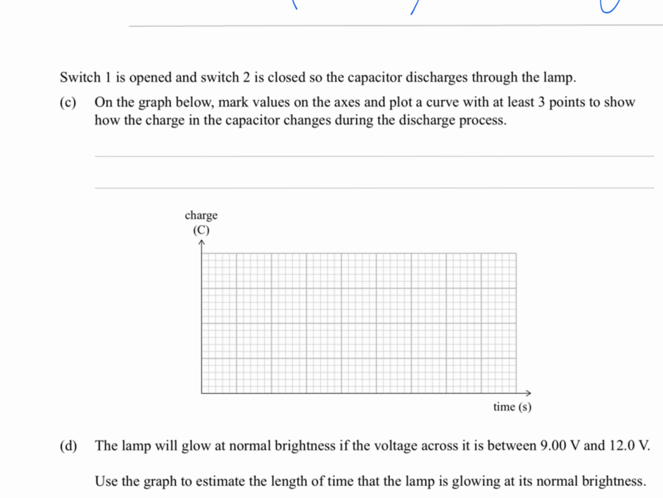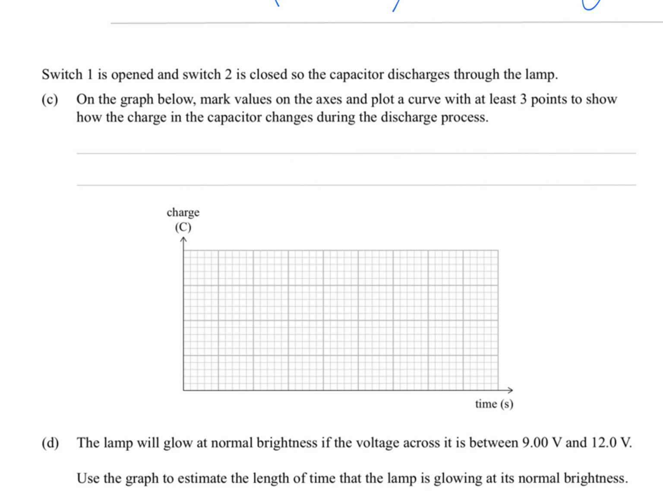C, on the graph below, mark values on the axes and plot a curve with at least 3 points to show how the charge on the capacitor changes during the discharge process. Usually you see graphs of voltage against time. We're not doing that, it's charge against time, but from what we would know as a capacitor is discharging, the charge stored on it is directly proportional to the voltage, so as the charge disappears, the voltage lowers.